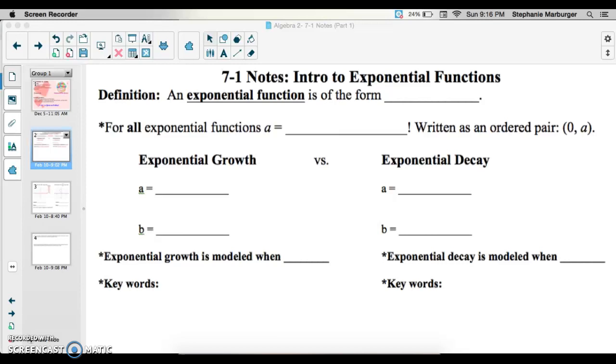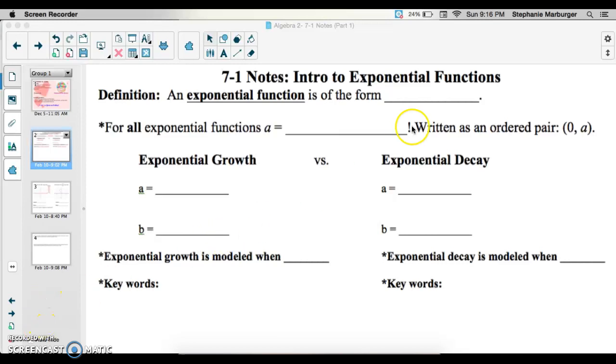So if you don't already have the 7-1 notes from the sub, pause this, ask for the notes. The first instructions that I had in my plans were for you guys to get those. So make sure that that happens and we will get started.